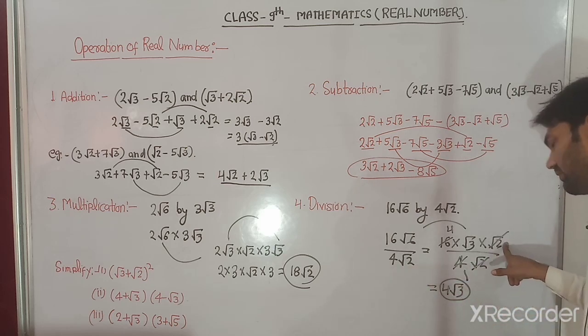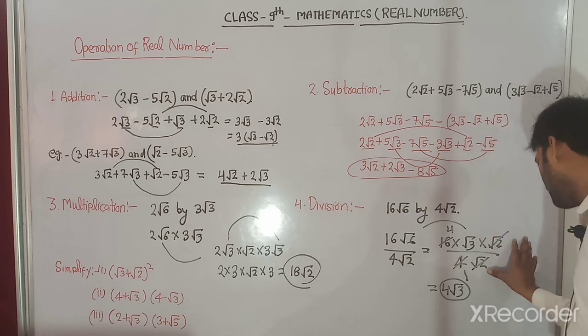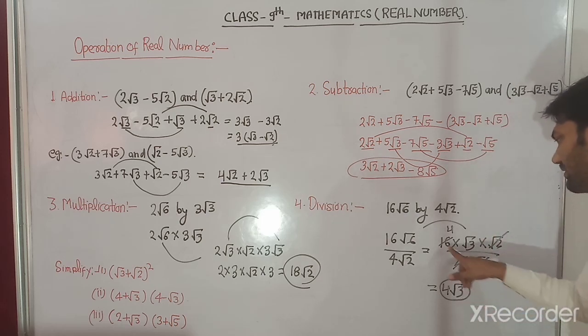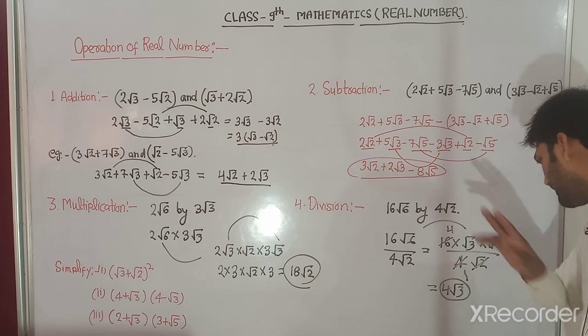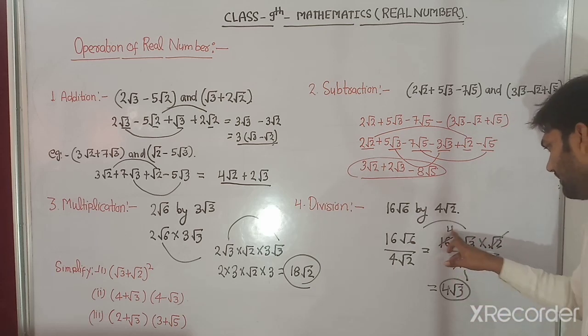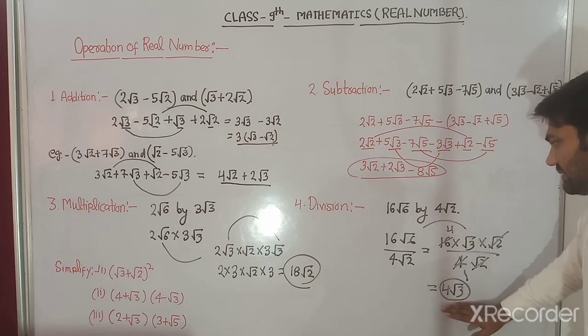Then root 2 cancels out because both are in division. Root 2 cancels out, and 4 into 4 cancels out 16. 4 into 4 is 16. Then the answer will be 4 root 3.